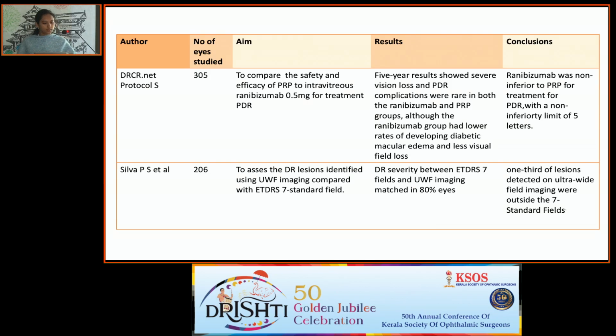Coming to comparison with other studies, DRCR.net Protocol S suggests that ranibizumab was not inferior to PRP for the treatment of PDR. The Silva PS et al. study showed that only one-third of the lesions were detected on ultra-wide field imaging.